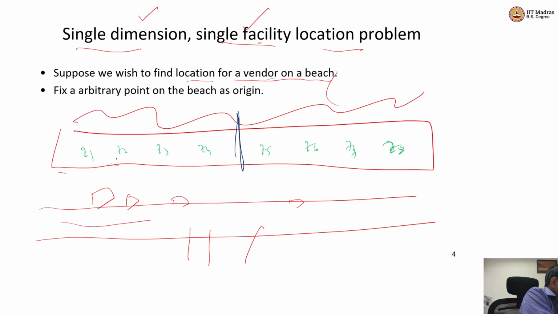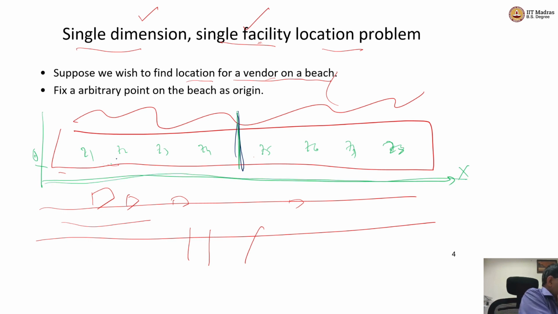So let us say that arbitrarily this is my origin, this is my 0, this is my S. Anyway, this is a single dimension problem, so this is my x-axis, and on this x-axis arbitrarily I have set the origin to be here. I could have set the origin anywhere. So what is the x coordinate of my facility? Let us say my x coordinate of the facility is S.